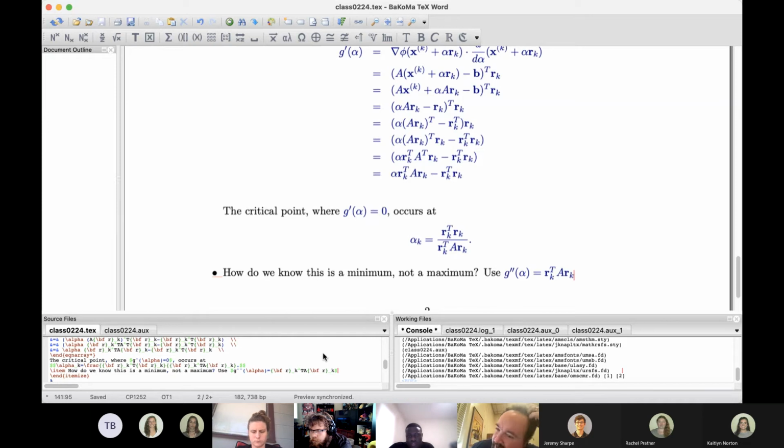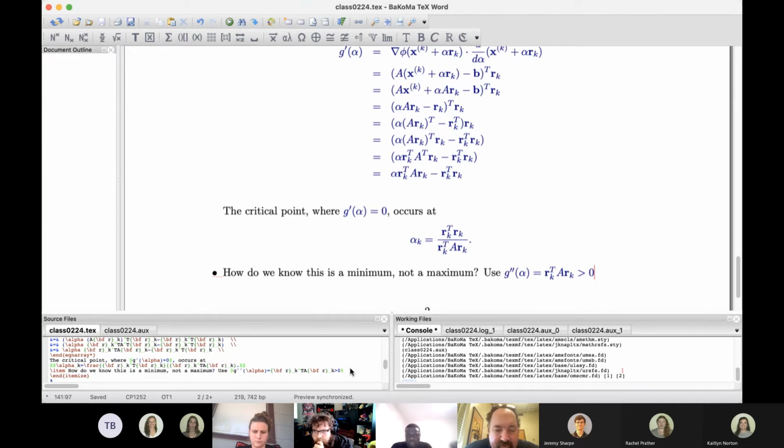What do we know about A? Symmetric positive definite. So by definition of symmetric positive definite, this is guaranteed as long as the residual is non-zero. Well, if the residual was 0, we'd be done. So as long as the residual is non-zero, this will be positive, so that's the local minimum.